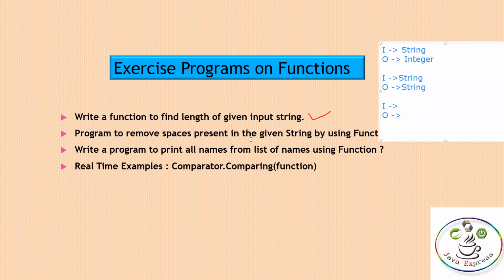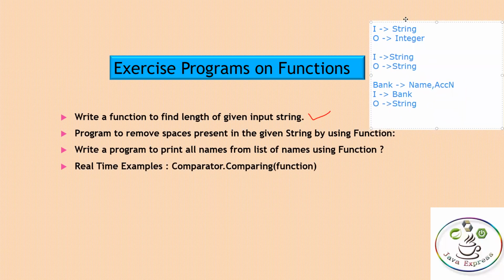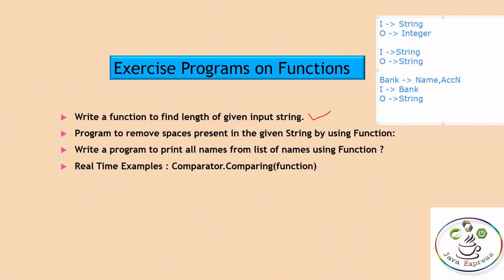Object. Okay. Here what I'm saying is, write a program to print all the names from the list of names using the function. We'll take a small example like a bank. In the bank application, I have a customer name and an account number. You have two attributes here. Now your input object is your bank and your output becomes a string data type. Are you getting what is your input, what is your output? Clear? Any question?